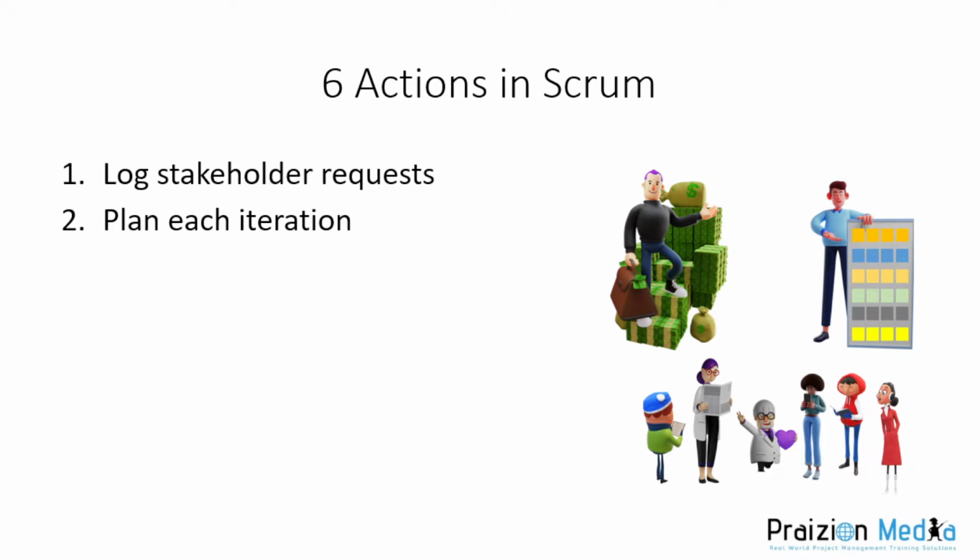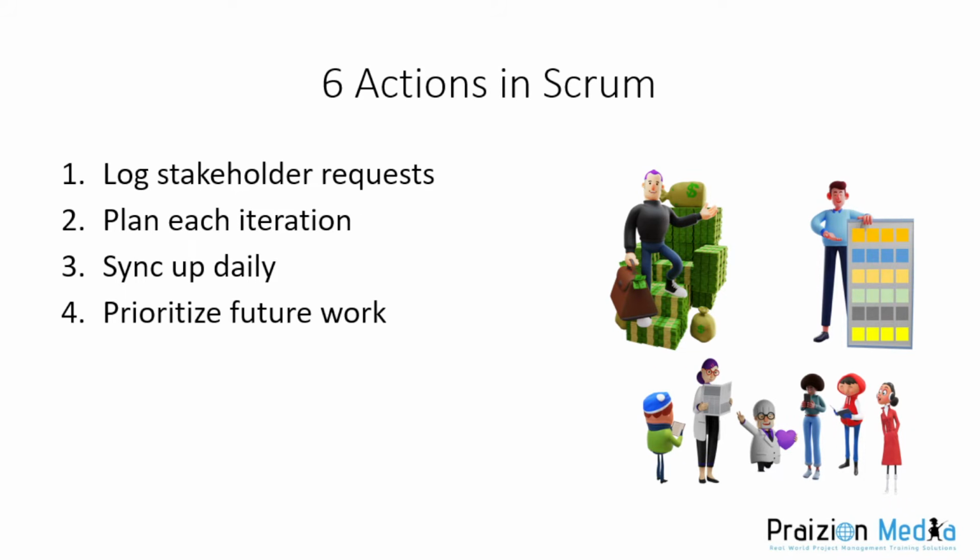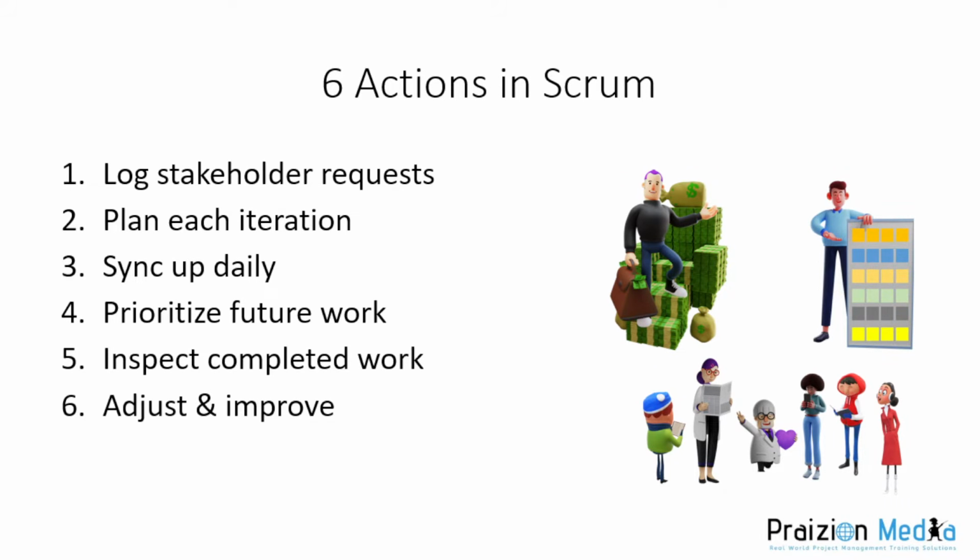Second thing is you got to plan each iteration for working in Scrum. Third thing, the team syncs up daily. The fourth thing, they prioritize future work. The fifth thing, the work that is done must be inspected by the customer. So inspect completed work. And number 6, adjust and improve. And start again. Plan each iteration. Sync up daily. Prioritize future work. Inspect completed work. Adjust and improve.